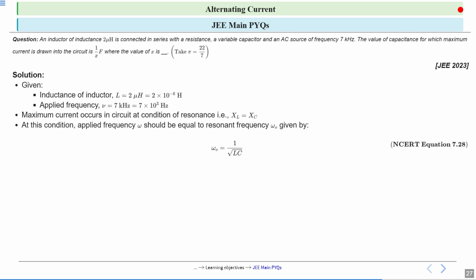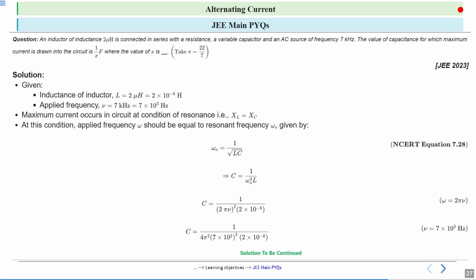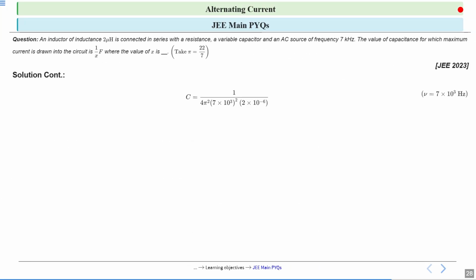Now we'll put in the values of L and omega naught. Omega naught we can calculate by 2 pi nu, and nu is given, so C can be calculated. After squaring on both sides and rearranging, C will be equal to 1 upon omega naught square L. Omega naught is 2 pi nu, so C is 1 upon 2 pi nu square into 2 into 10 to the power minus 6. So C will be equal to 1 upon 4 pi square into 7 into 10 to the power 3 whole square into 2 into 10 to the power minus 6.